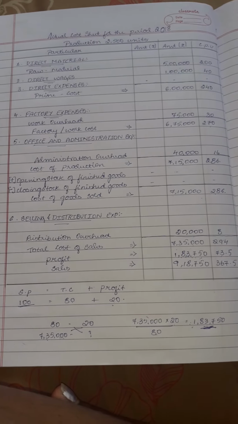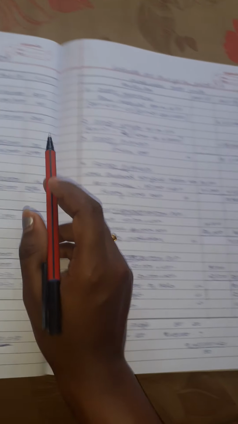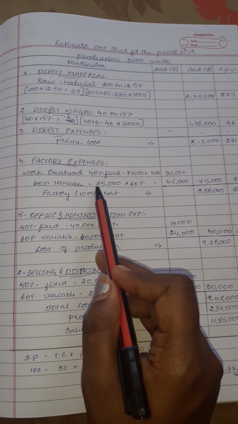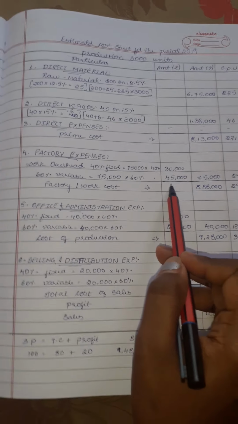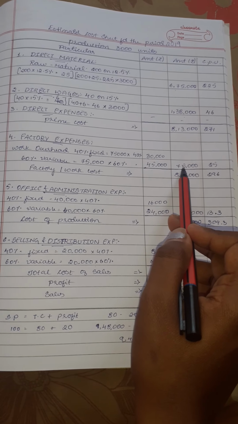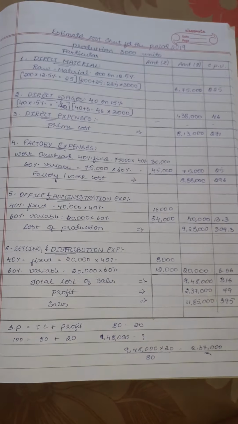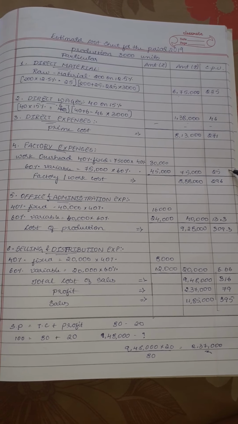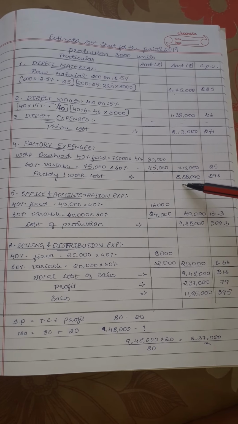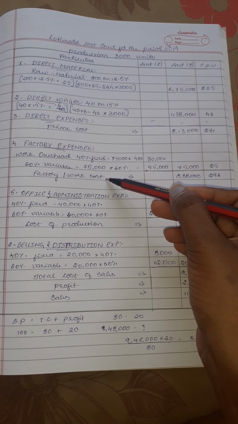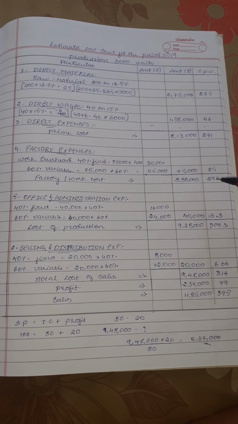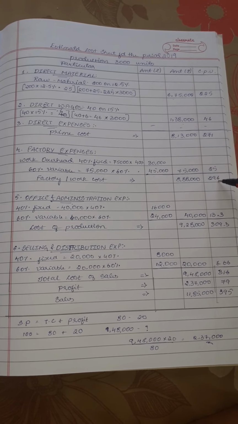The work overhead amount is 75,000. So this 75,000 into 40% gives 30,000. Then 75,000 into 60% gives us 45,000. This 75,000 divided by 3,000 gives us 25 as the cost per unit. By adding prime cost and work overhead, we get 8,88,000 as the factory or work cost. This 8,88,000 divided by 3,000 gives 296 as the cost per unit.